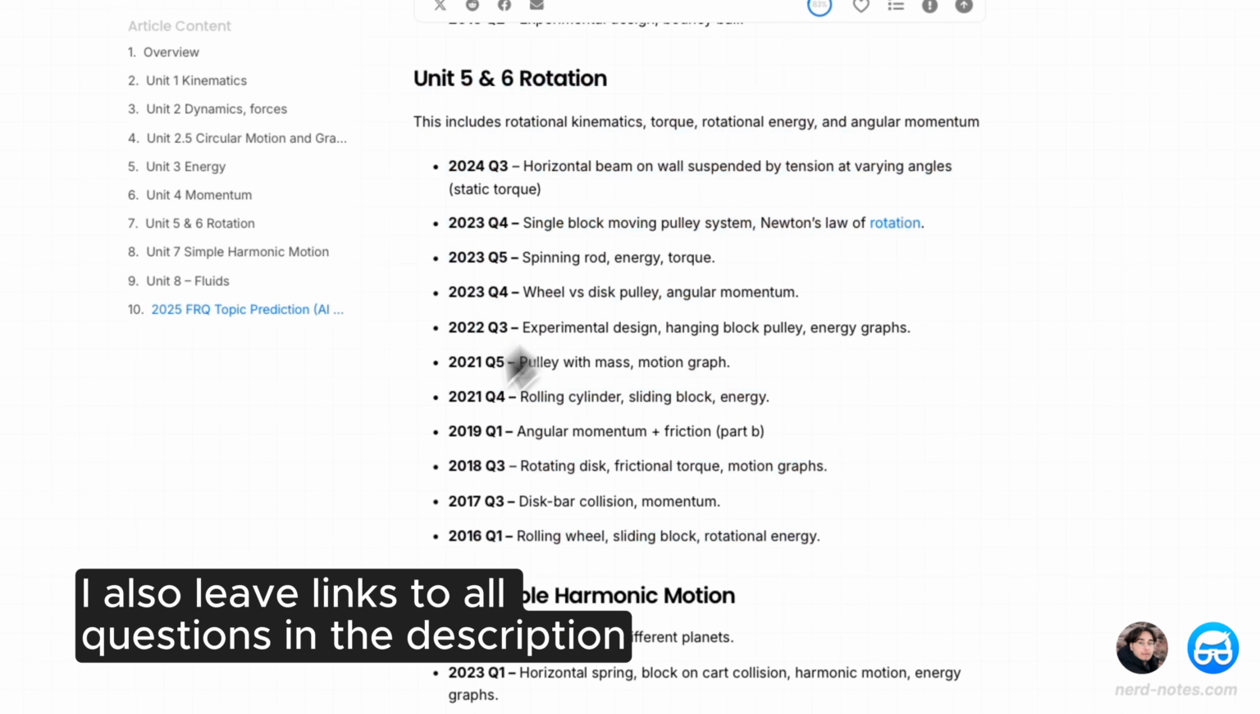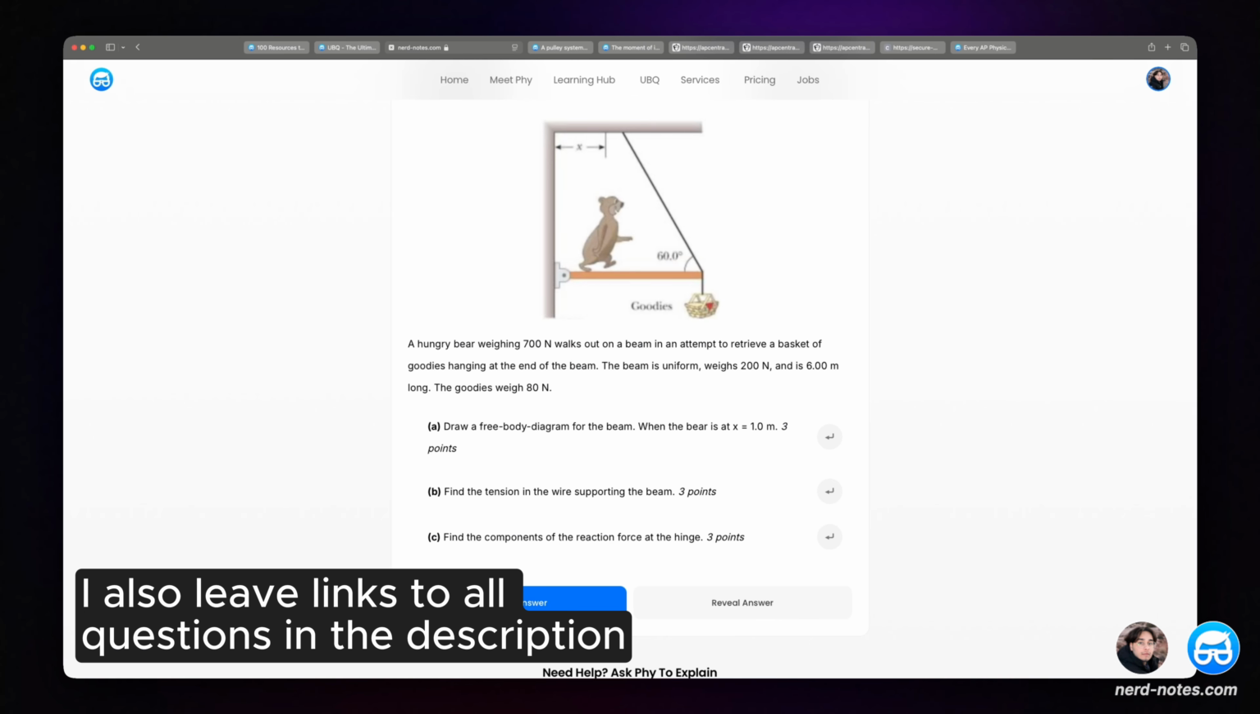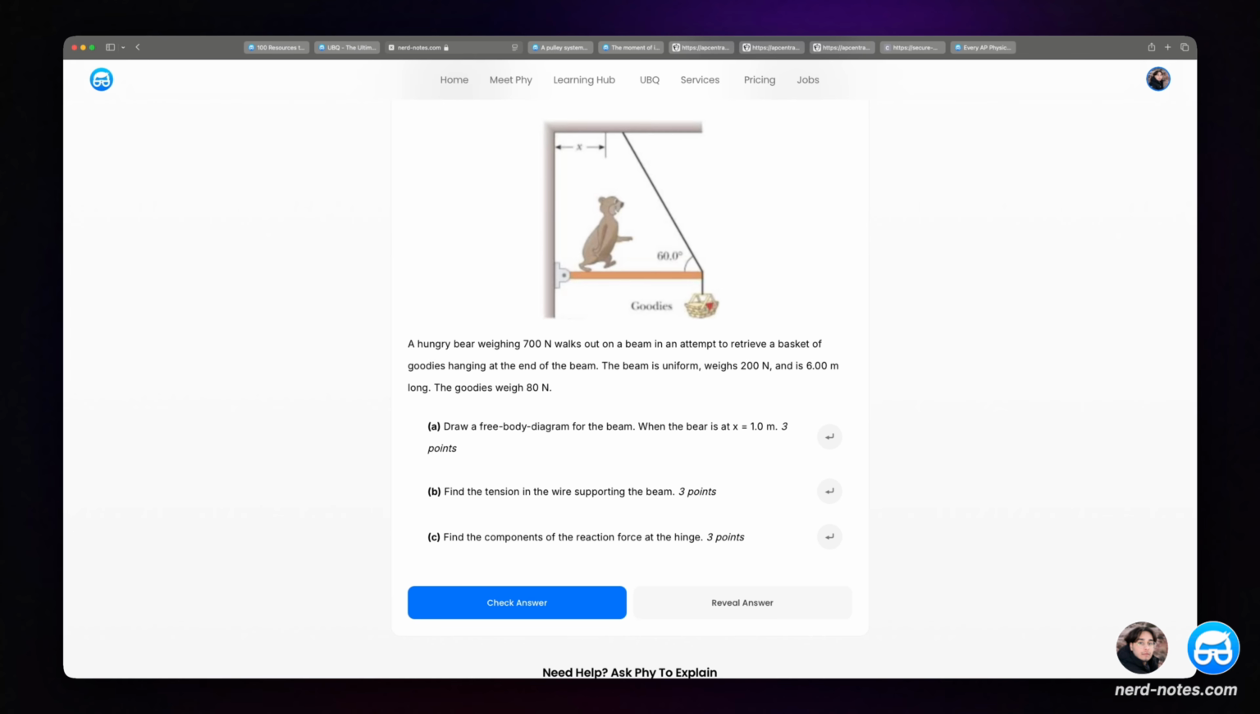That way you can quickly access it and start solving these rotational problems after you're done watching this video. So let's go ahead and start with this first problem, the bear walking on the beam.